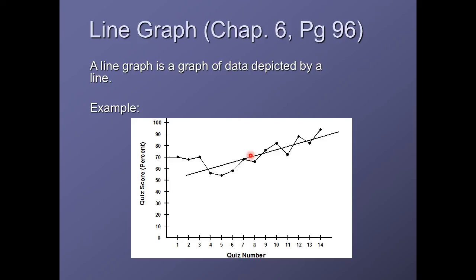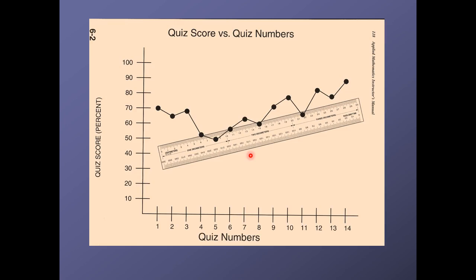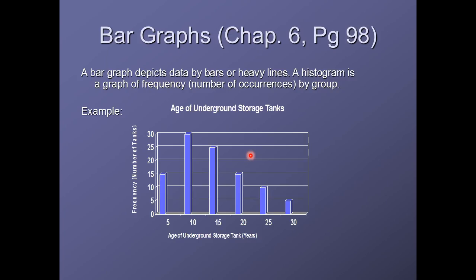So this is called a line graph. It's the same thing, but it's a little bit different. So we see a linear scale there. This is a bar graph. So this depicts the data by bar, by heavy lines, because you see here, this is called actually a histogram in statistics, which is a graph of frequency, meaning number of occurrences by group. For an example, this is a representation of the age of underground storage tanks. Now let's say these are 5 years old, these are 10 years old, and along this line, this is the frequency, meaning the number of tanks.